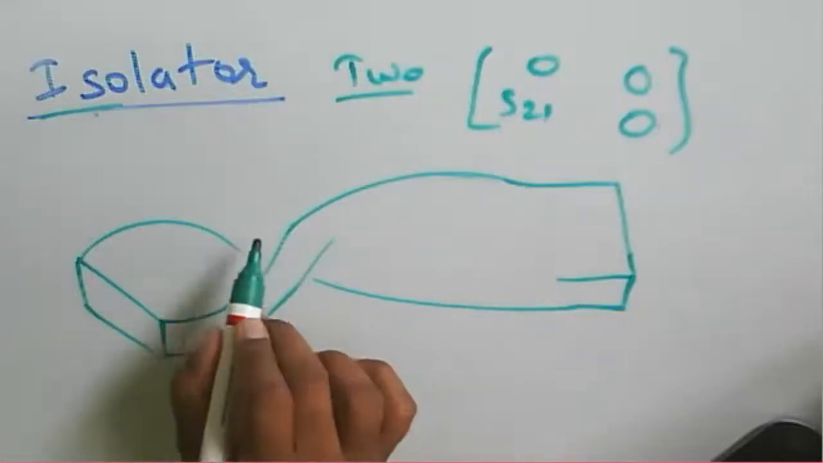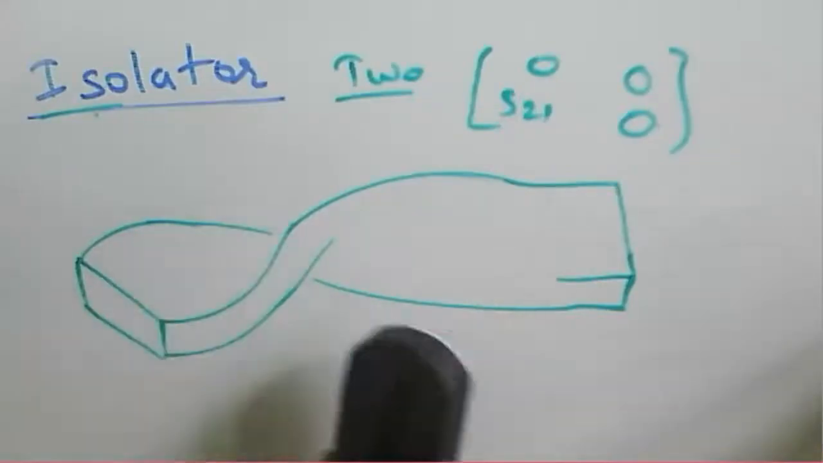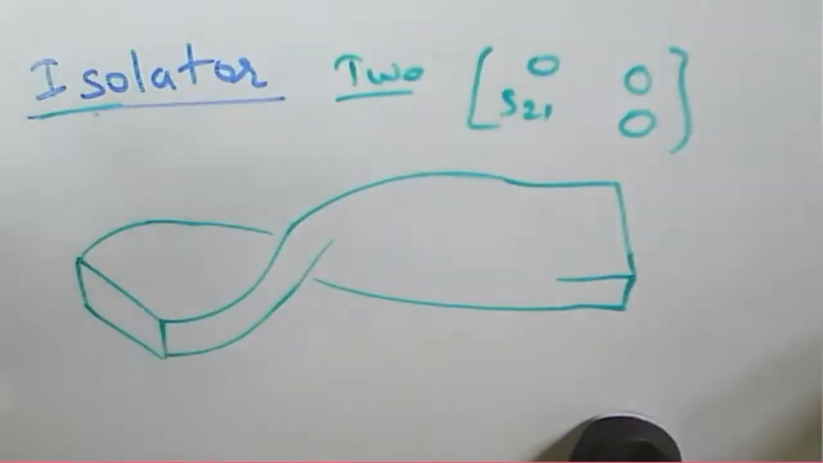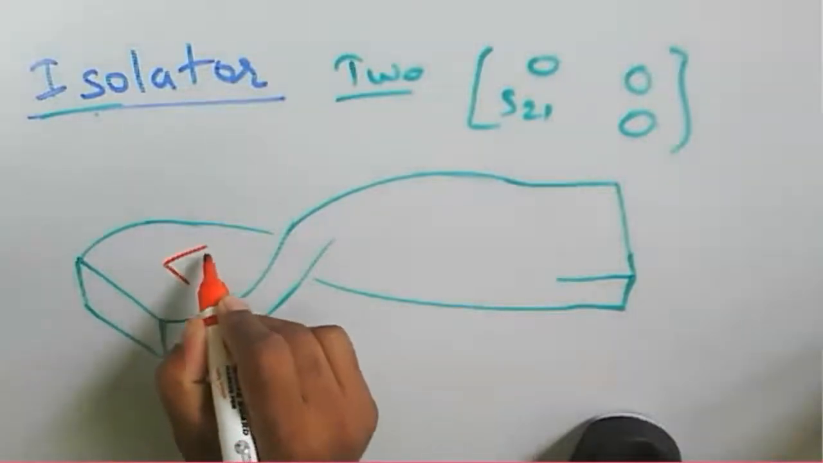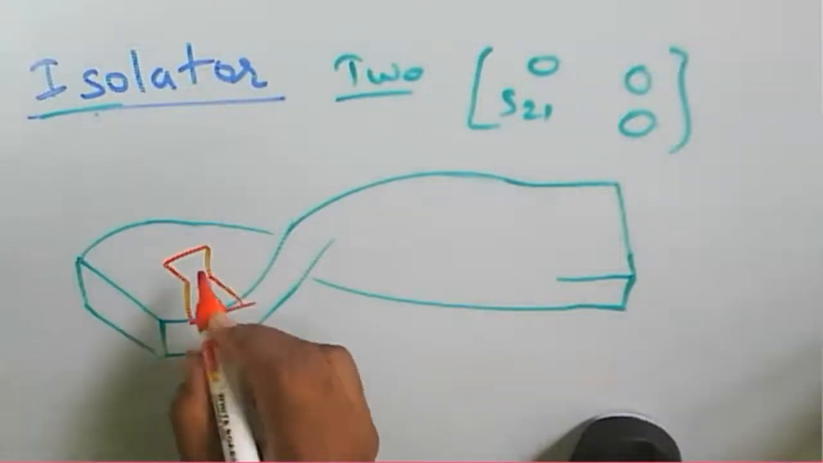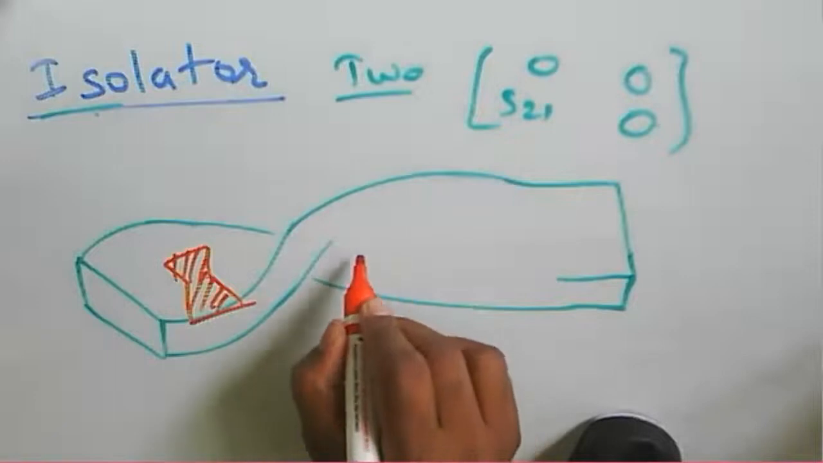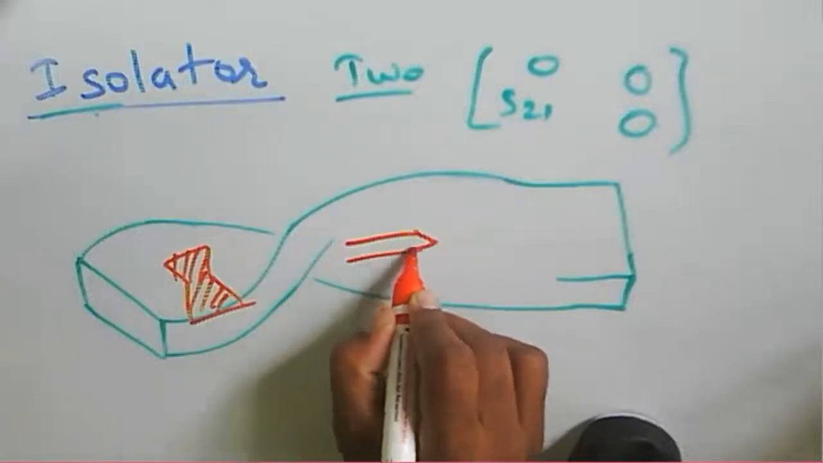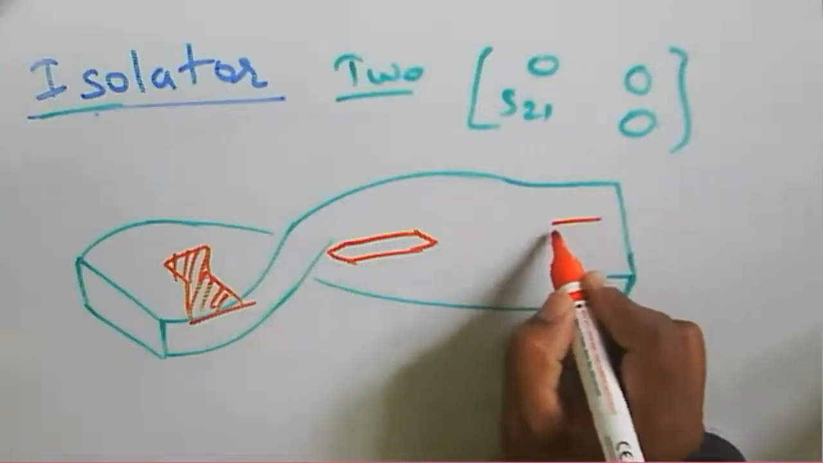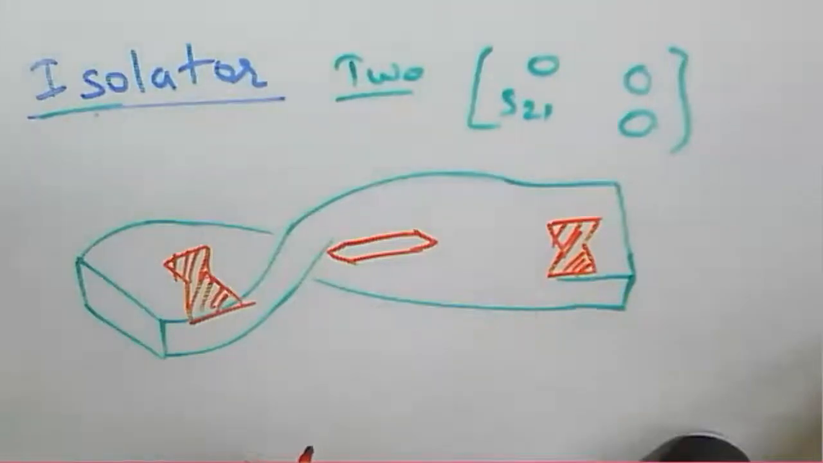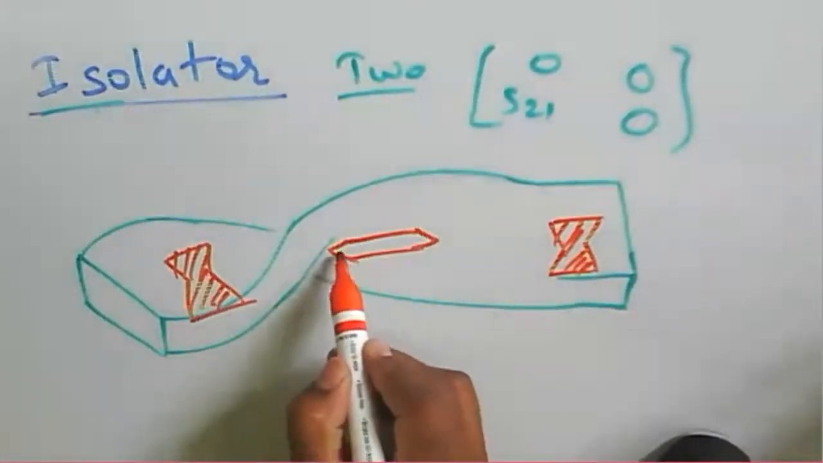Now here is a small section. You can say that a small section of a guide is present here. This one is about a ferrite section. Here we have the ferrite rod, the sheet. So this one is about a ferrite rod here.